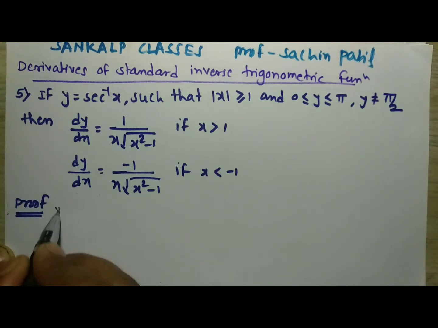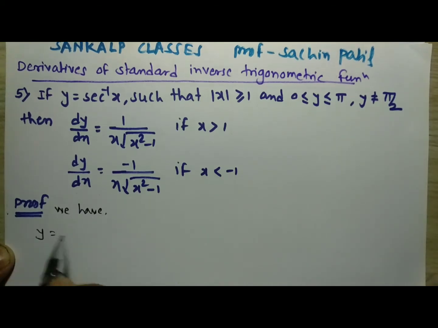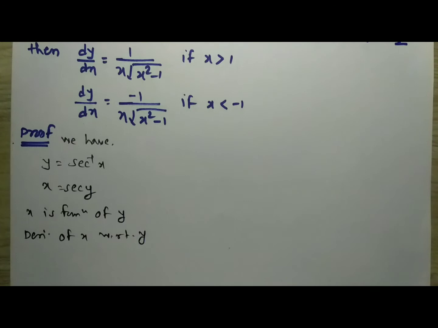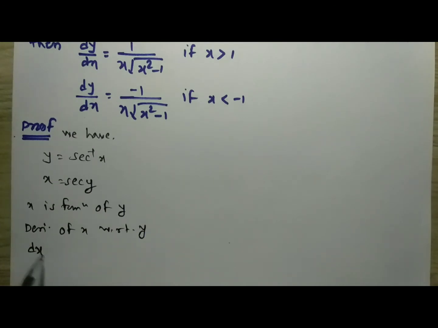Right now we have to go with the proof of that inverse trigonometric function. First of all, we consider y is equal to sec inverse x. Here x is an independent variable and y is a dependent variable, and therefore y is a function of x. Now we take the inverse of that function, which is x is equal to sec y. Now x is a function of y, and therefore the derivative of x with respect to y is taken, which is dx by dy.